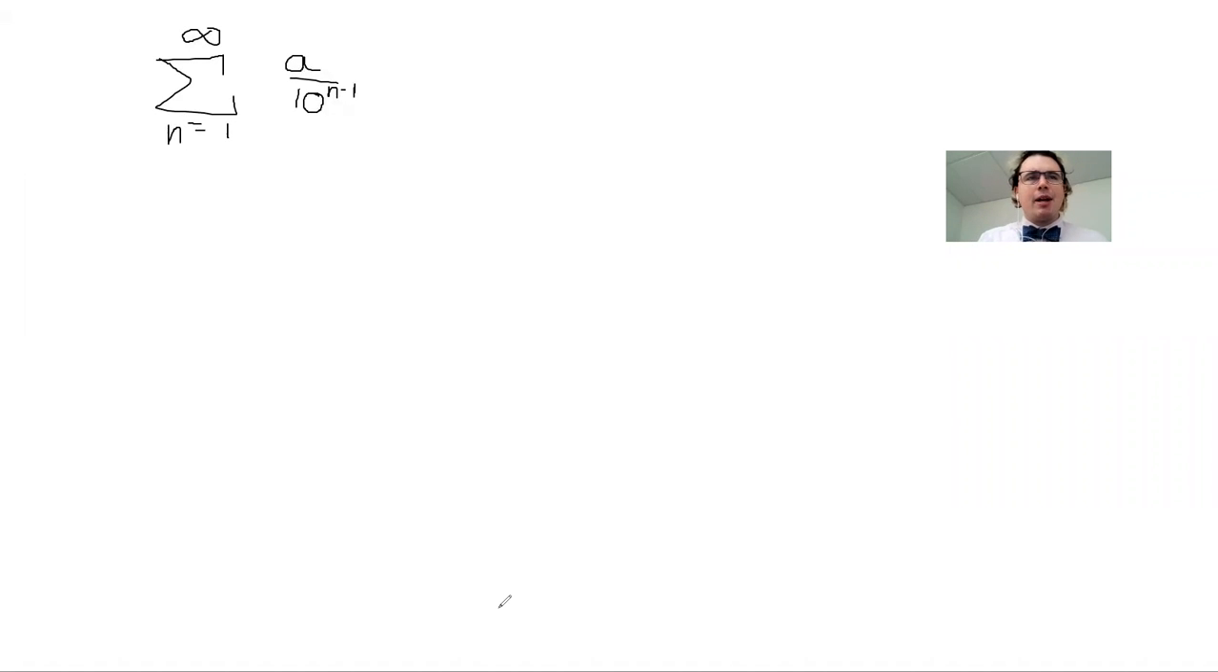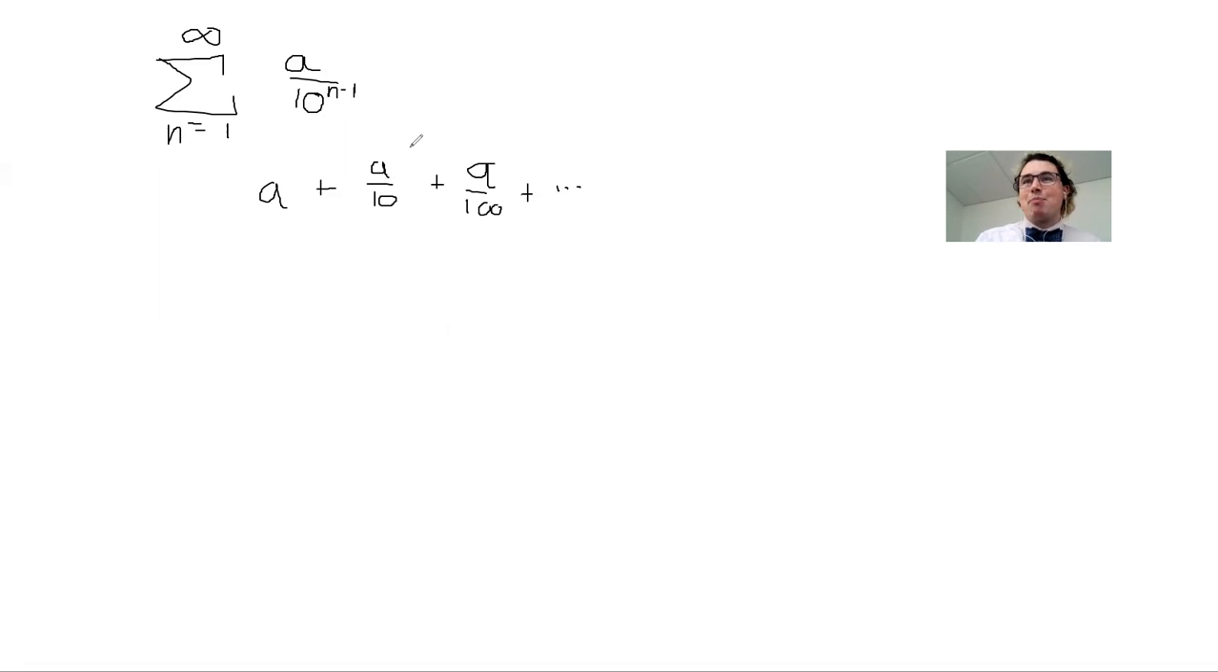So let's take a look at a certain sequence. My numbers that I'm all adding up are a divided by 10 to the power n minus 1. So first I'll have a, and then I will have a divided by 10, and then I will have a divided by 100, and so on.